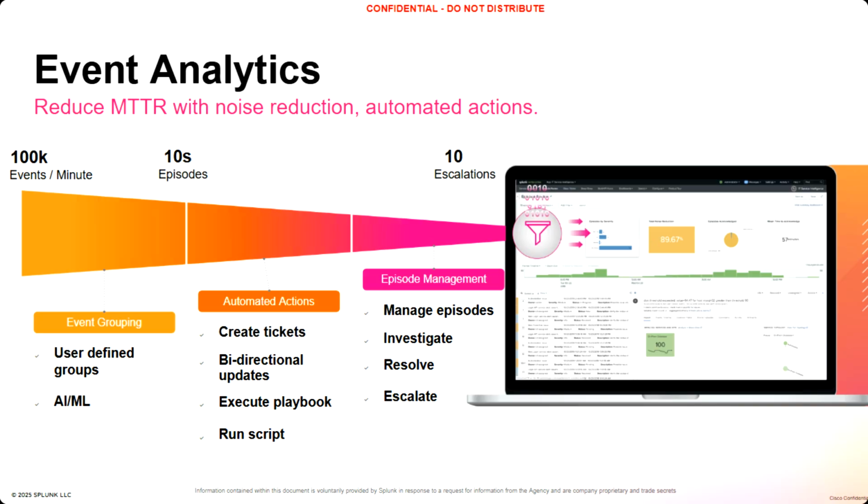Now, zooming into event analytics specifically, what we do is, as I mentioned earlier, we can take hundreds of thousands of alerts coming per minute from various systems, Splunk, Cisco, and third-party systems, and we apply 2 types of correlation technologies. We either do machine learning-based correlations to group the alerts, or we also allow rule-based correlation where the users can define the rules to correlate the alerts. These alerts get correlated, and we create what we call an episode, which you can think of as an incident. These episodes can then be linked to your ITSM systems like ServiceNow to create tickets.